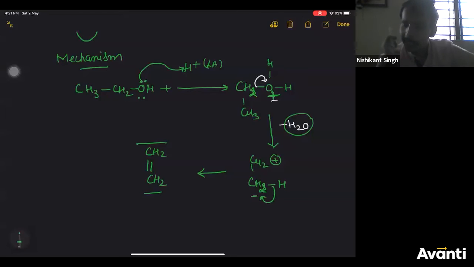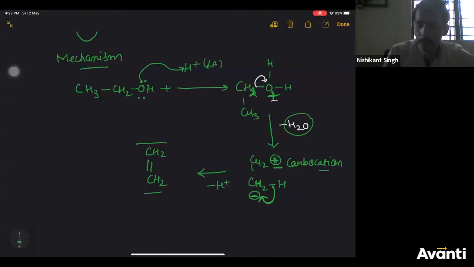Second step, Aditi. In the second step, this carbon is having a positive charge, a carbocation. If there is a positive charge on this carbon, the next carbon should try to become negative. How can it become negative? When this bond breaks like this, the carbon will get a negative charge, and H plus will be released. Carbon negative and positive will form a double bond with each other, right?